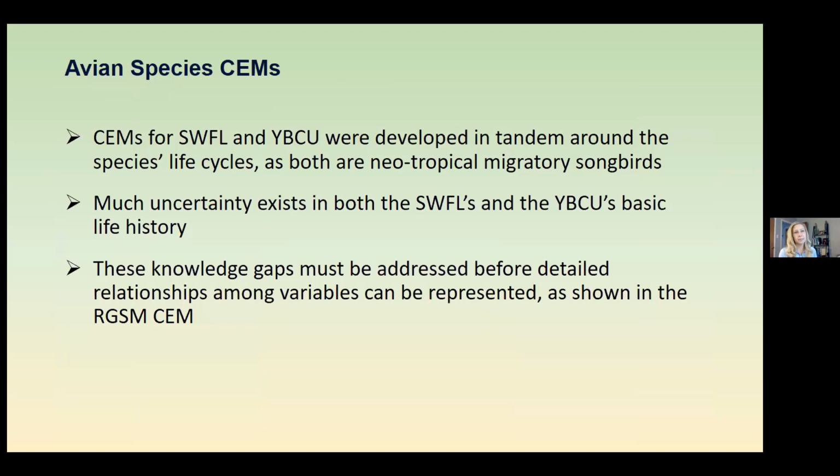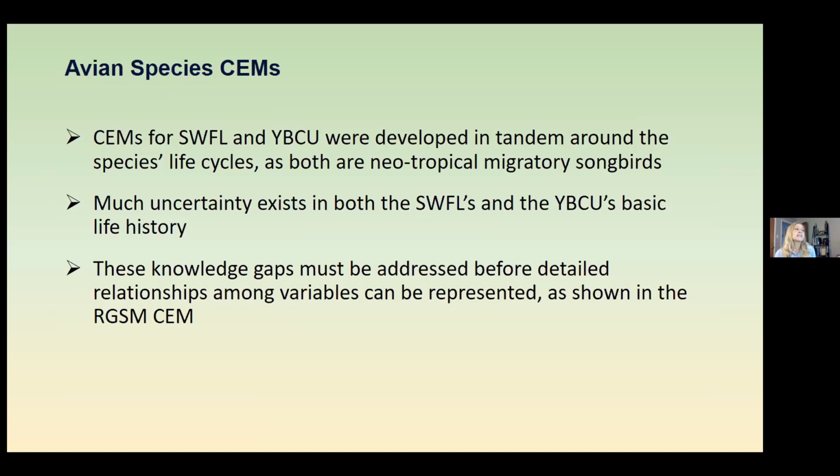Okay, so for the avian species, like I said, the conceptual ecological models for the flycatcher and the cuckoo were developed in tandem around the life cycles because both birds are neotropical migratory songbirds. Much uncertainty still exists in both species' life history, so a lot of the work that will be generated from these conceptual ecological models will be descriptive, like I mentioned earlier. And hopefully eventually down the road, we'll get into bringing in some of those management alternatives and looking at what we can do in the floodplain to benefit those species.